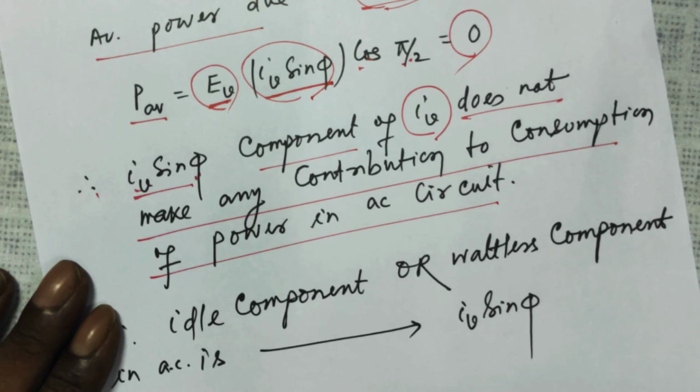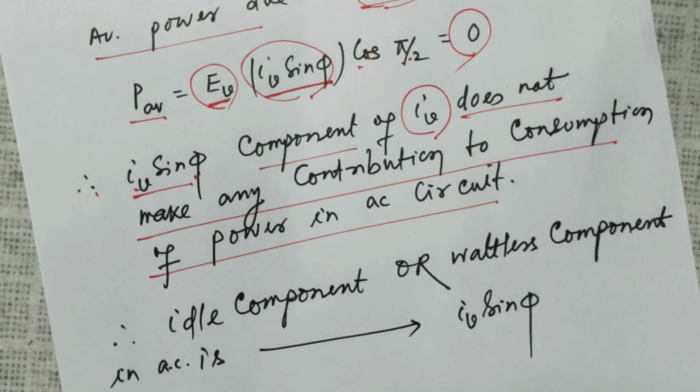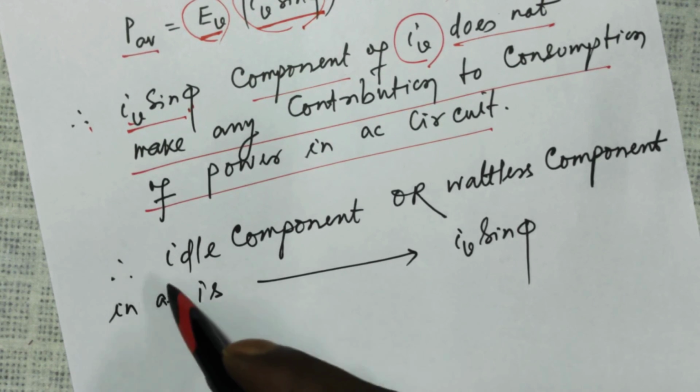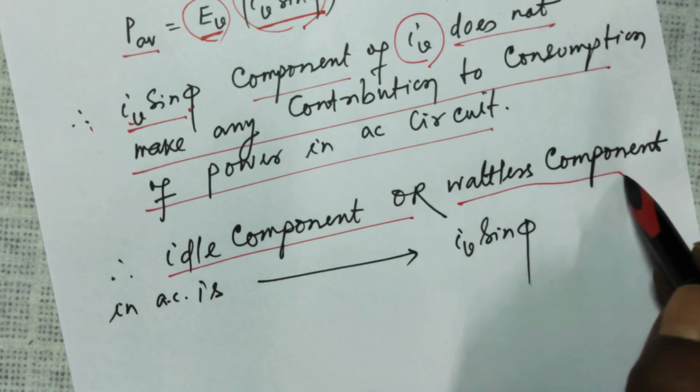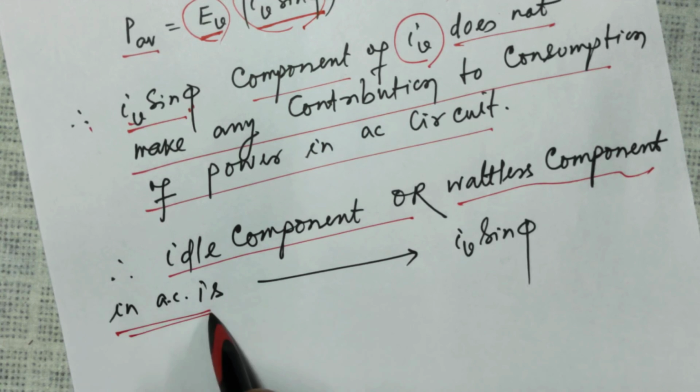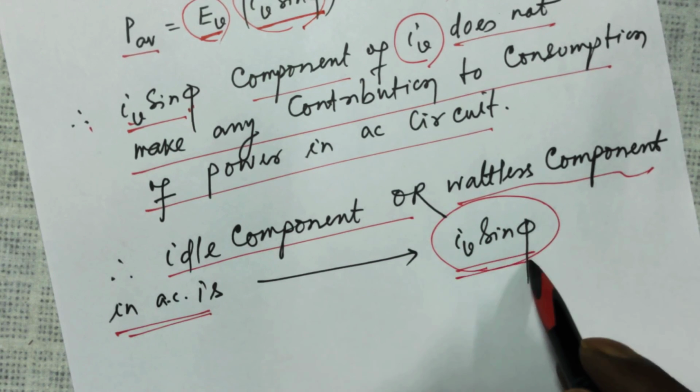So due to this current, there is no consumption of power. And what is the unit of power? Watt. So therefore, this current will be called the wattless current or the idle current. Therefore, the idle component or the wattless component in an AC circuit is your IV sin phi.